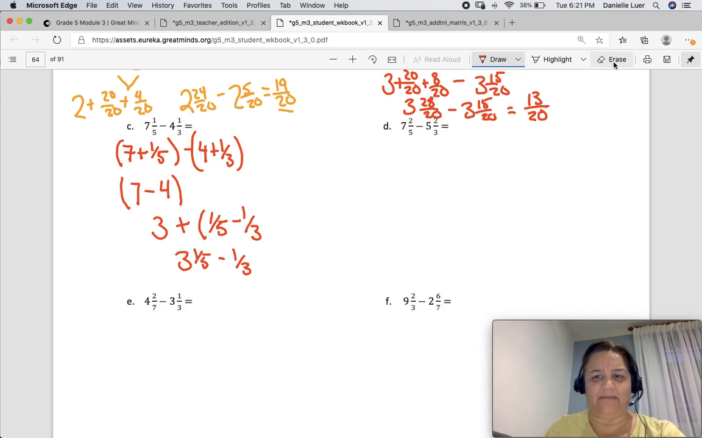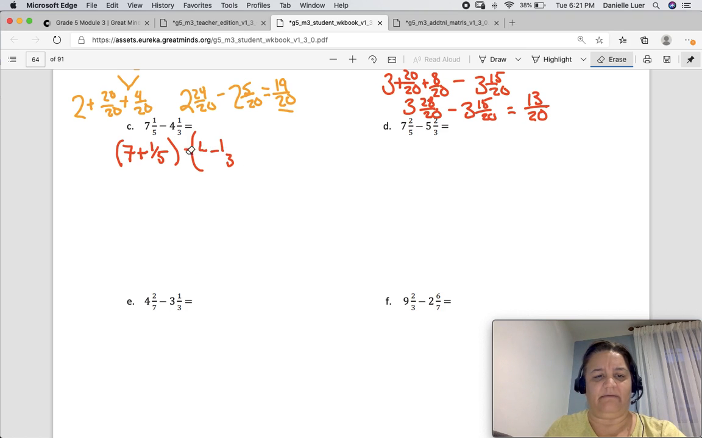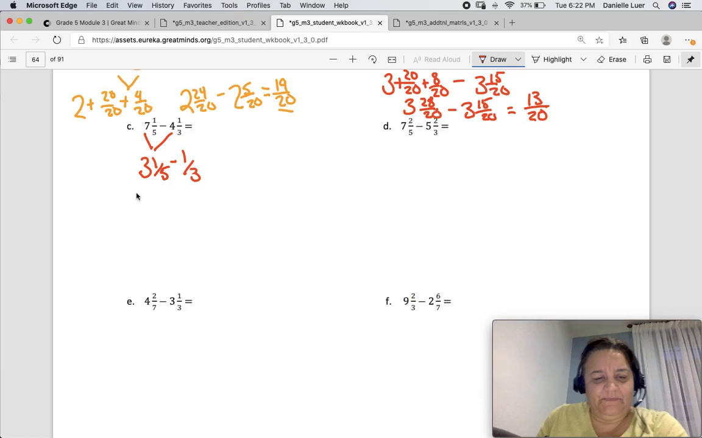Did that make sense? I'm going to go through that just one more time because I feel like I probably went through that a little quickly. So let me just show you what I did one more time. Okay. Stick with me. What I did is I rewrote the expression. Instead of 7 and 1/5 minus 4 and 1/3, I'm going to subtract 7 minus 4, and I'm going to get 3. Then I'm going to bring down the 1/5 and subtract 1/3 from it. Is that a little bit easier?